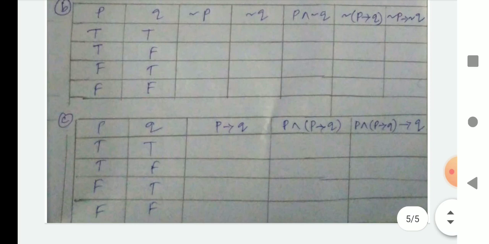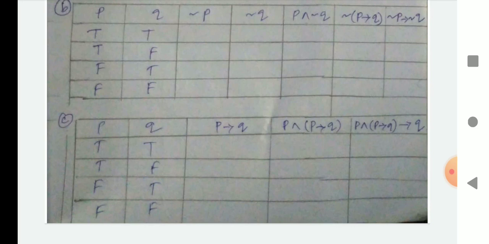For the next, question C, that is very easy, and P and Q are given. First you have to find P conditional Q, for which you will use the table of conditional. For the next one, you are already getting P conditional Q in the first column, then you use this with the column of P and make the conjunction. You will use the conjunction table.